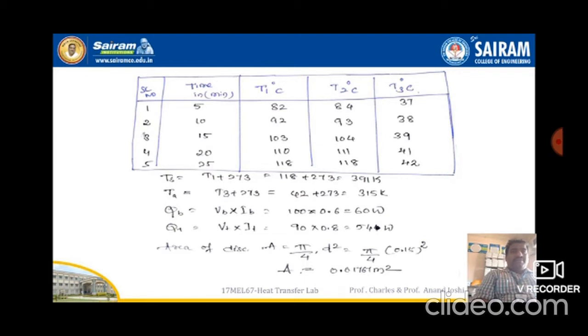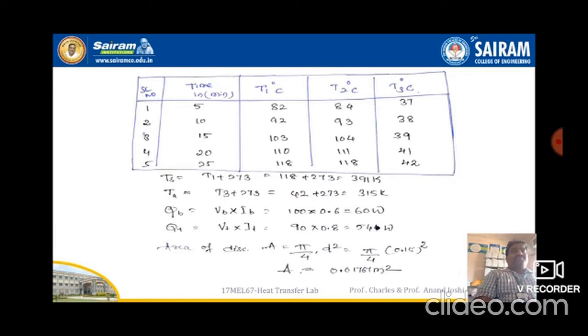Okay, I'll read out reading number 5. That is for 25 minutes. T1 is 118, T2 is 118 and T3 is 42 degrees centigrade. So I will consider the fifth one for the calculation because it reaches the steady state condition.